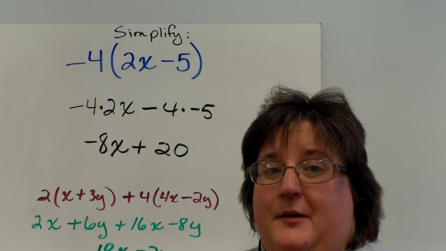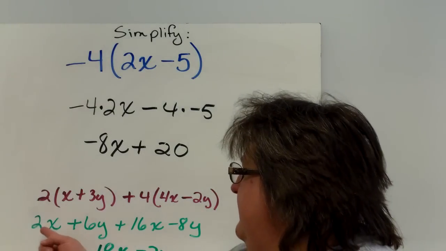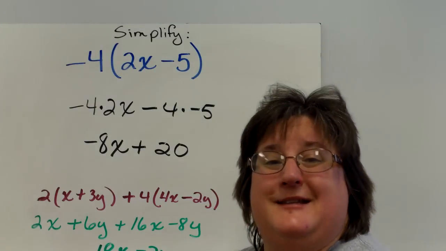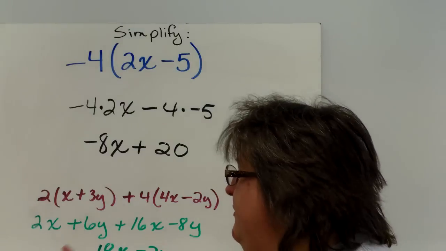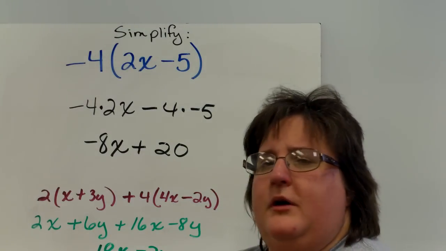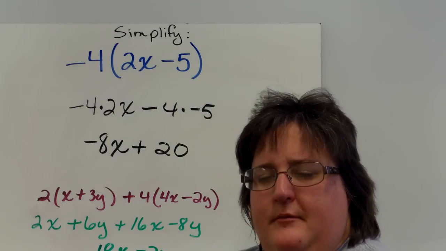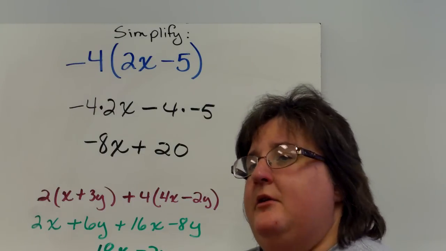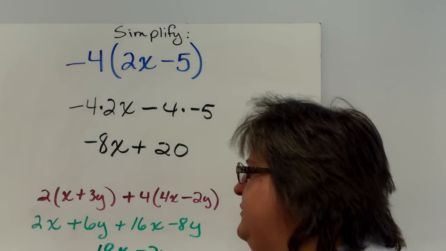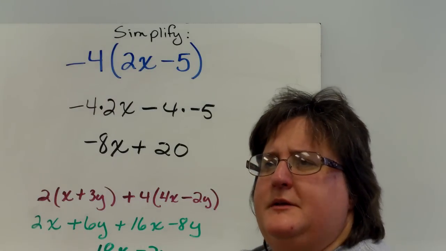You don't want to just stop there, because you can go through and add some like terms. 2x and 16x is 18x, and then we have 6y and -8y. Don't worry about those negatives, even if they're fractions or decimals. Just pay attention to detail, and I would have a -2, and again, that would be -2y. Can't go any further. X's are X's, Y's are Y's.